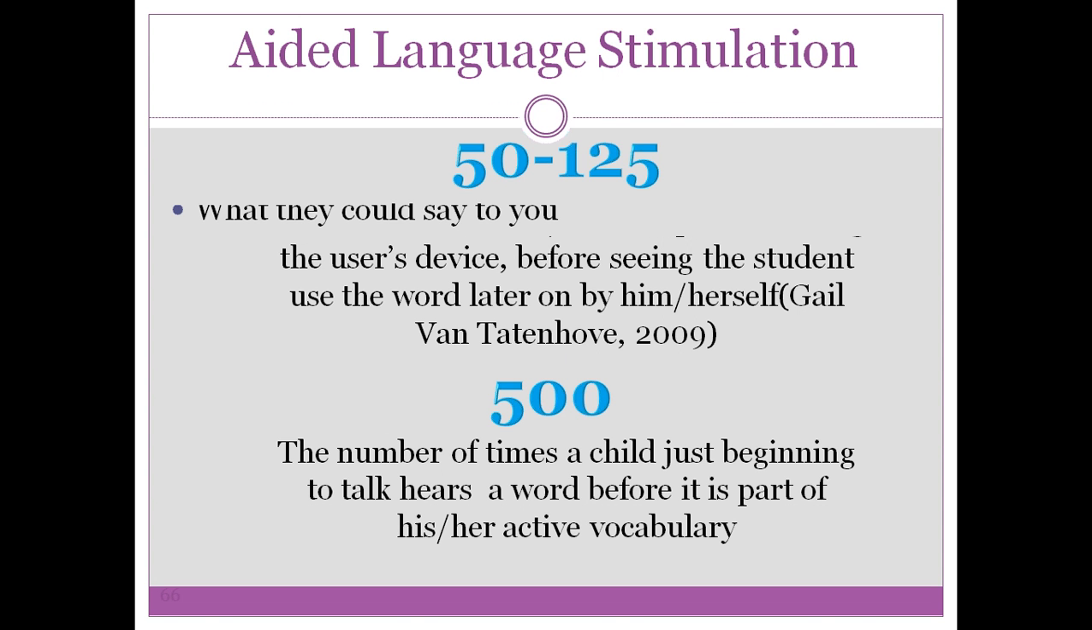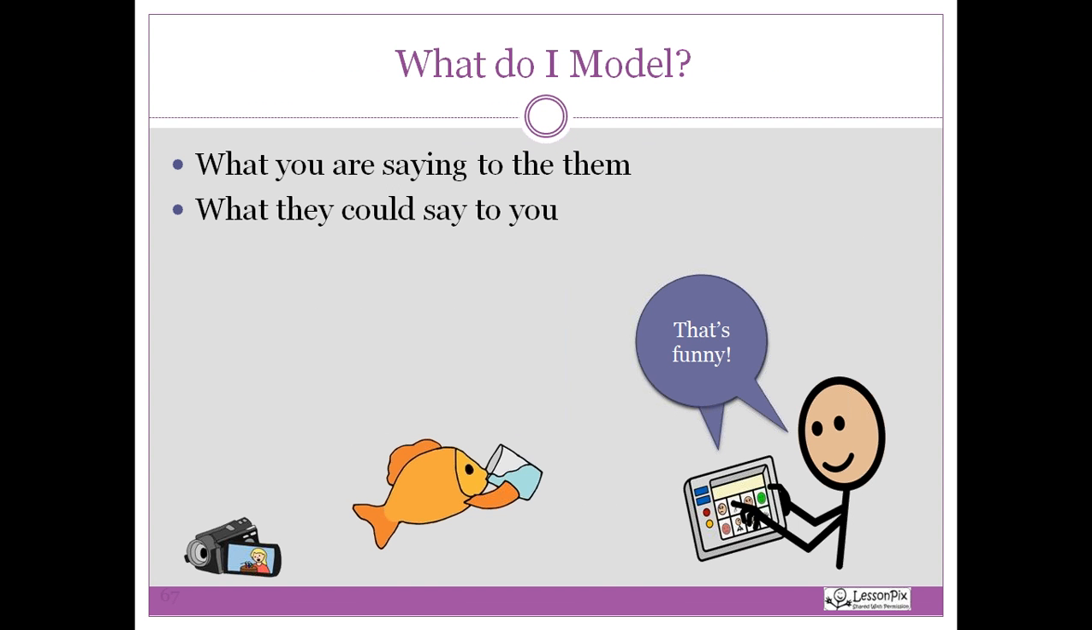Now, 500 times is the number of times a child who is just beginning to talk hears a word before they add it to their active vocabulary. So our kids look pretty good, right? But when you think about how much more verbal input those kids get, how many times they hear the word mommy before they say it.